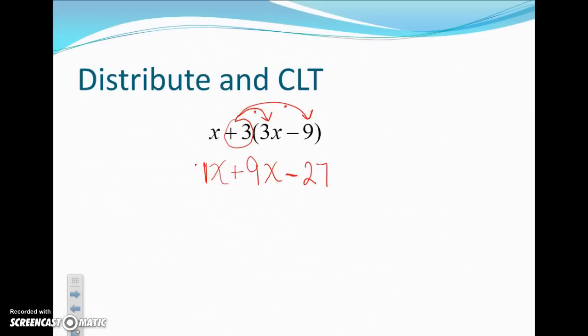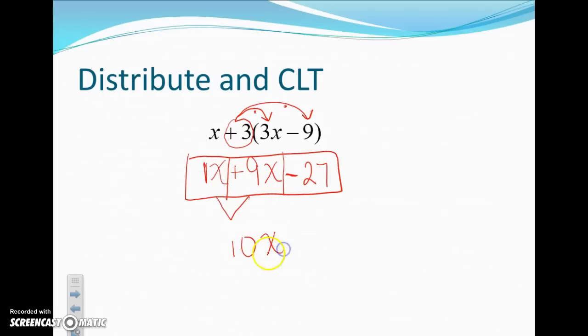Now, can we combine like terms? Of course. So we're going to box it up. First term is 1x. Next term is 9x. And then minus 27. 1x plus 9x is 10x minus 27. If you feel like you're an expert on combining like terms and you don't have to use the box method, that's totally fine with me. But this will really help you to get there.